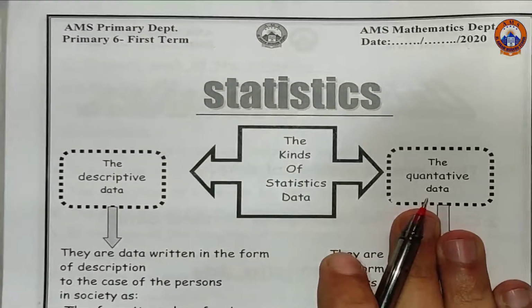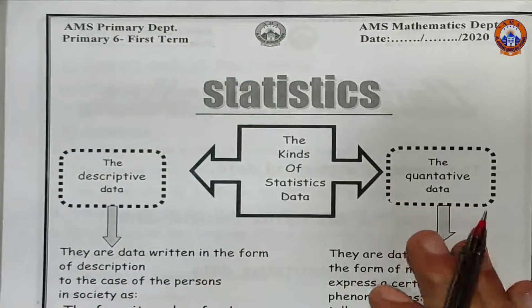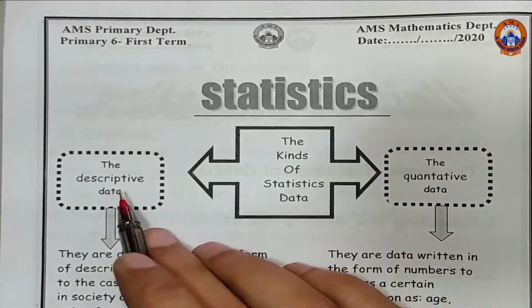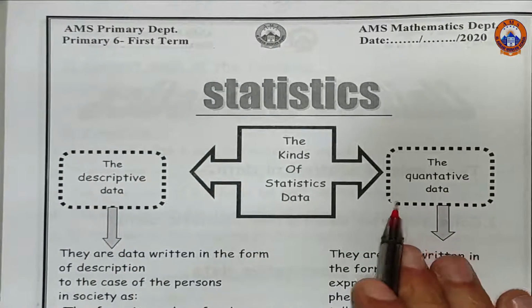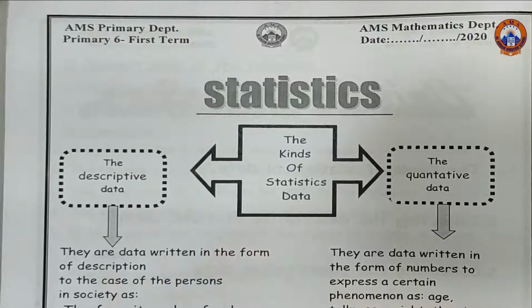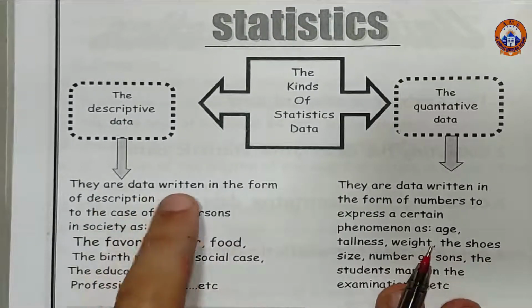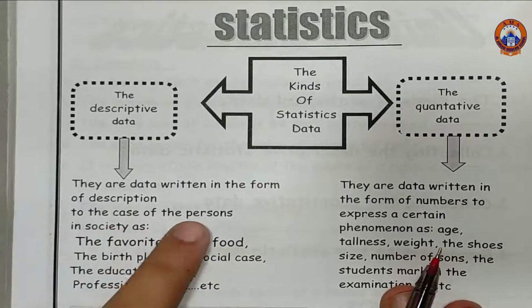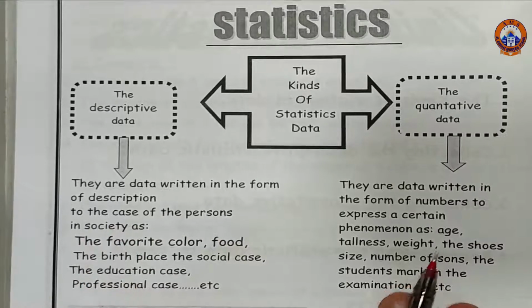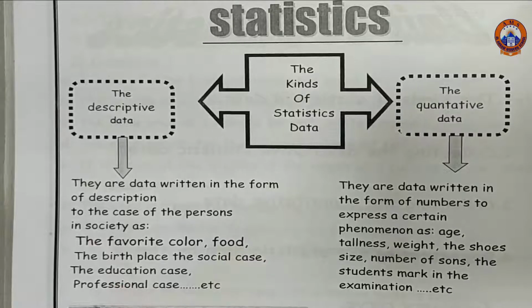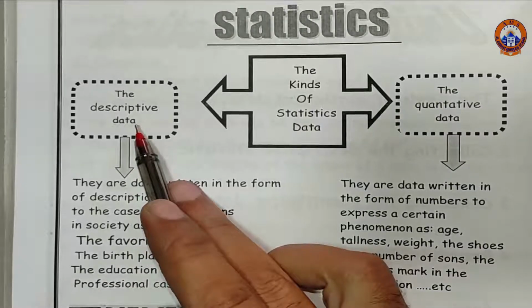Today we're going to take our last unit, which is statistics, and the kinds of statistical data are classified into descriptive data and quantitative data. The descriptive data is the data that we describe or write in letters. Let's see some examples. They are the data written in the form of a description or in letters in English, like the case of a person in society: the favorite color, the food, the birthplace, the social case, the educational case, the professional case. Anything that you write as letters is called descriptive data.